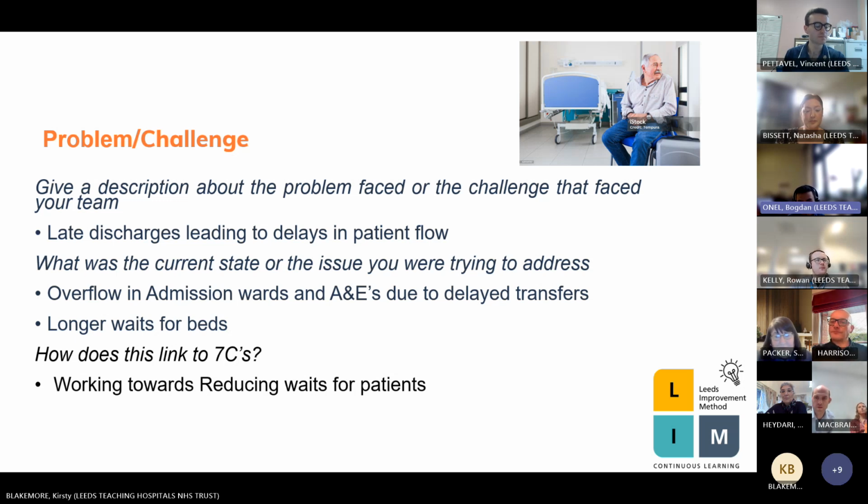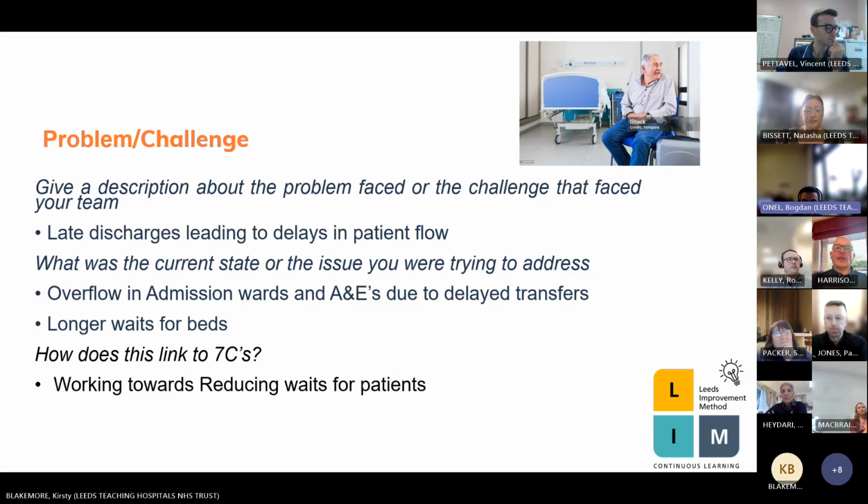We had the main problem, overflow in the admissions wards in ED due to delayed transfer and long waits for the beds. We've been working in link with the 7 commitments, working towards reducing waits for our patients. Next slide, please.